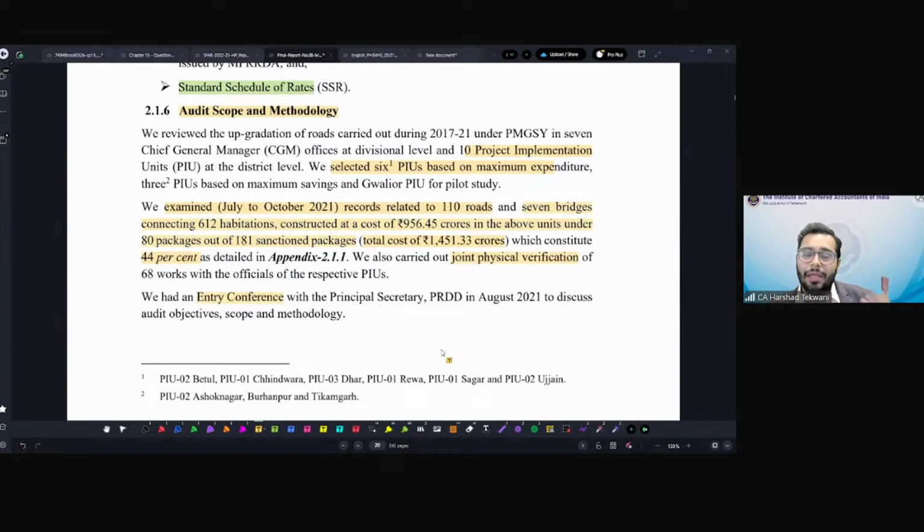Can you tell me the similar thing that we do in the normal audit? Instead of entry conference, we say something different over there. In the audit of a normal company under Companies Act, what do we do instead of entry conference?